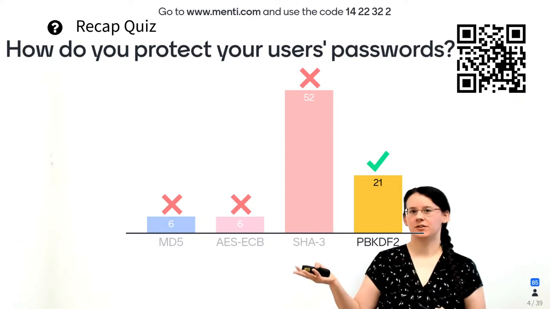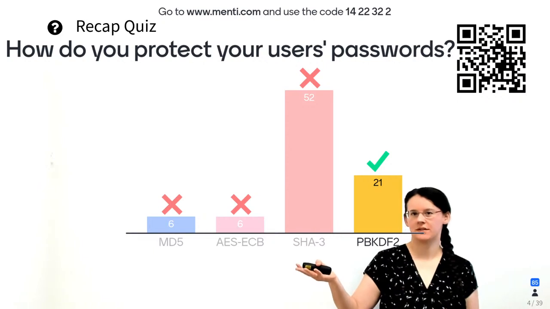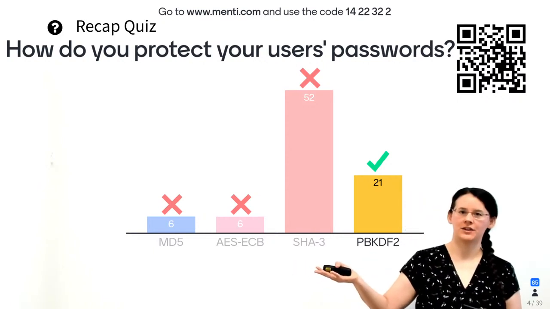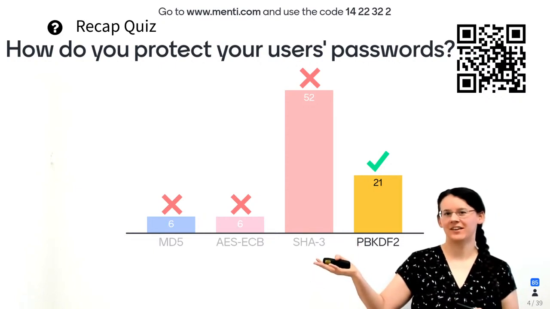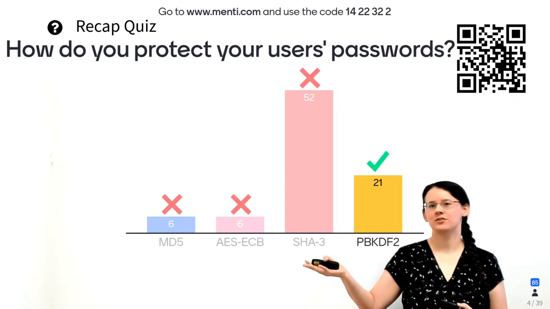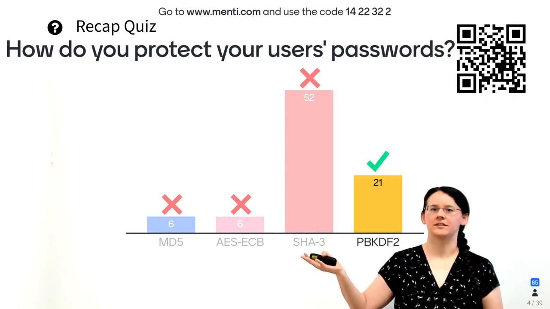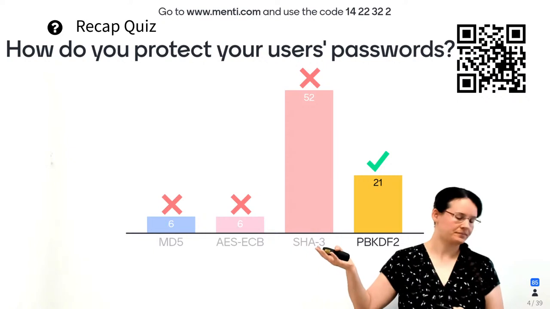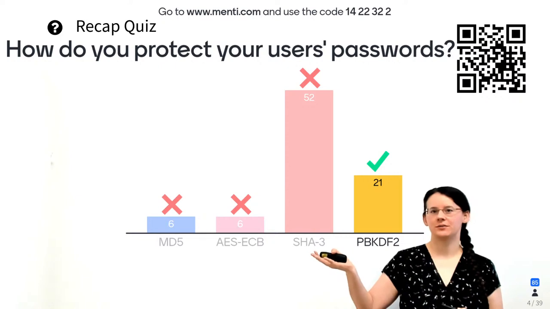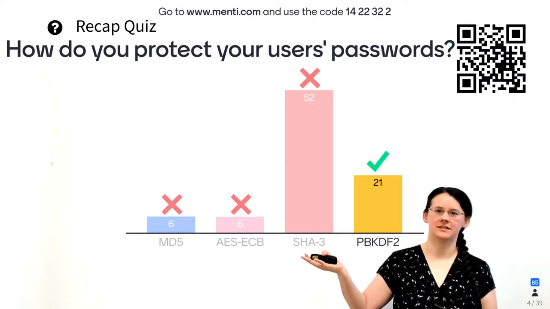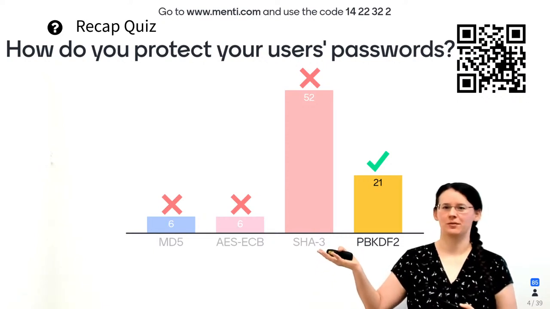SHA-3 is also a bit okay in the sense that yes, it is a hash function, which is a useful ingredient for password hashing. However, SHA-3 is not intended for password hashing. In particular, it's very, very fast. So SHA-3 is a good choice if you want to compute your hash, for example, in the context of TLS or as part of the signature scheme to sign your code. However, it's not well suited as a password hashing scheme because it just doesn't fulfill the additional requirements. But it is a very secure function that is good to use, just not for passwords.